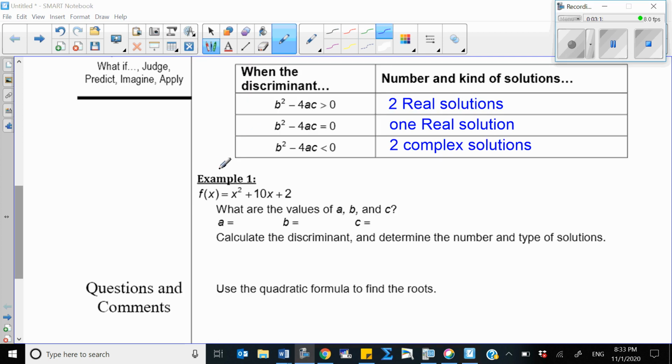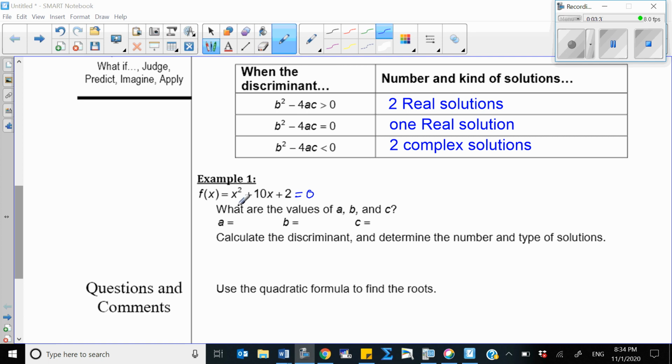Okay, now let's work on this example. x squared plus 10x plus 2. We want to find the solution of this function. That means we want to know for what x values this function is equal to 0. First of all, is this function factorable or not?